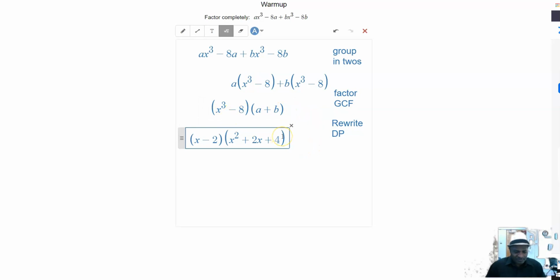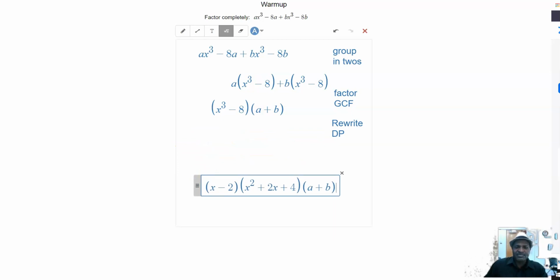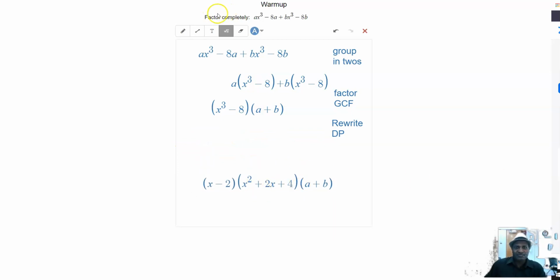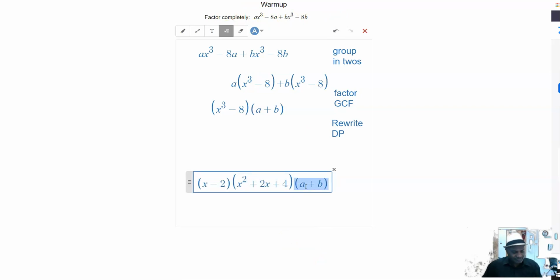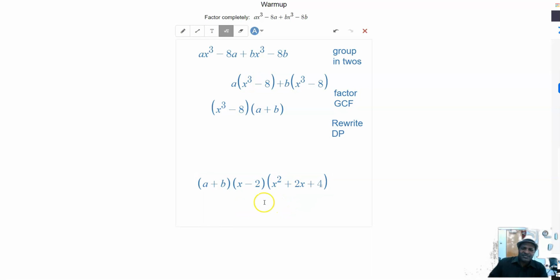And since we're multiplying that by a plus b, sorry, what we've just done is completely factored. We have completely factored this expression. And just to be fair, most of the time we won't write it like that. We'll put the binomials out front and the trinomial last.